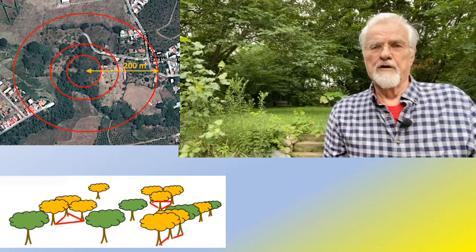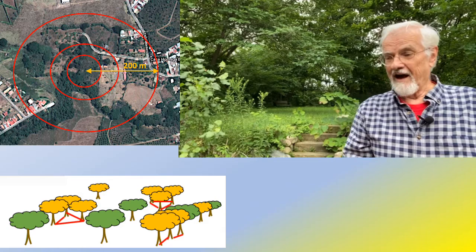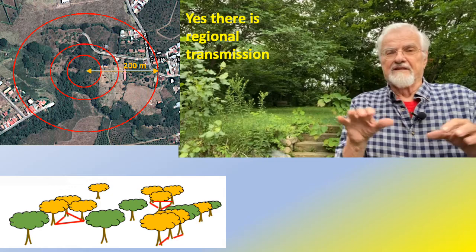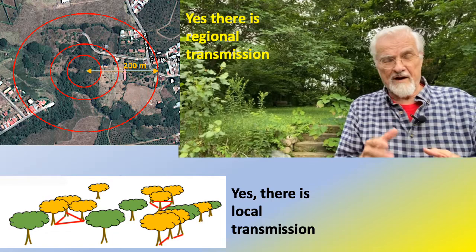So what we can say from the last couple of narratives that I was giving you is that on the one hand, yes, there is regional transmission. Regional meaning that the spores are coming in from the general region, not just on your own farm. But we can also say that there is local transmission. So there's quite a bit of evidence indicating that both of those things are true.